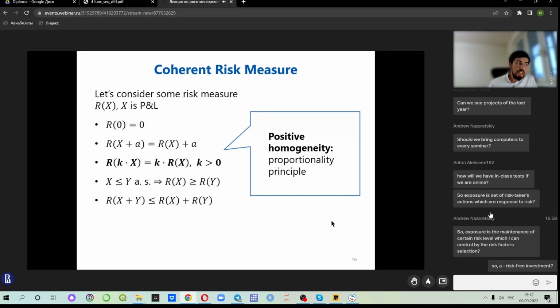But if I consider K in this expression as an exposure part, so for example, the volume of the portfolio that I form, this property may not hold, because I think you will agree with me that risks on a single stock are probably different than risks on a huge portfolio representing the daily volume of the market.